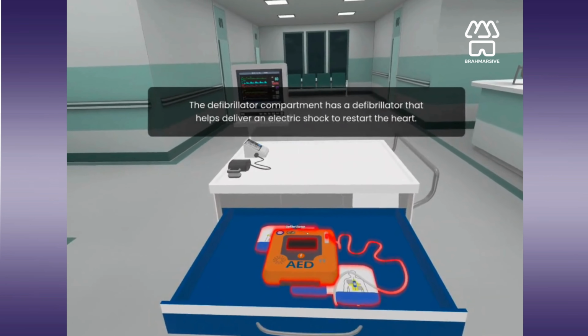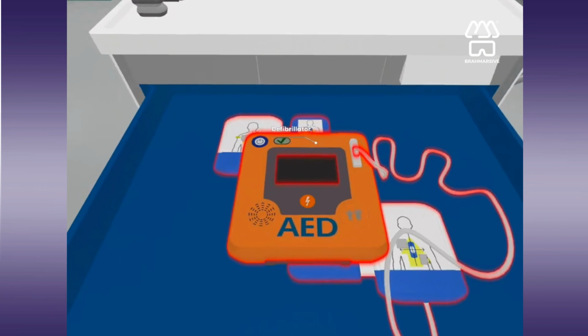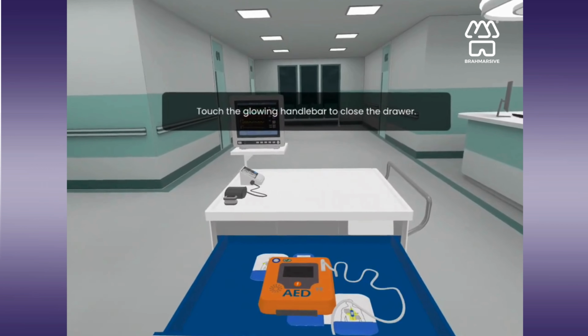The defibrillator compartment has a defibrillator that helps deliver an electric shock to restart the heart. Now, touch the glowing handlebar to close the drawer.